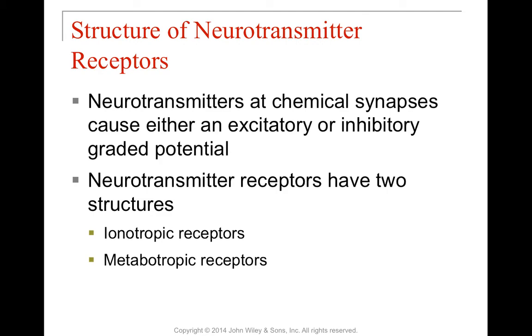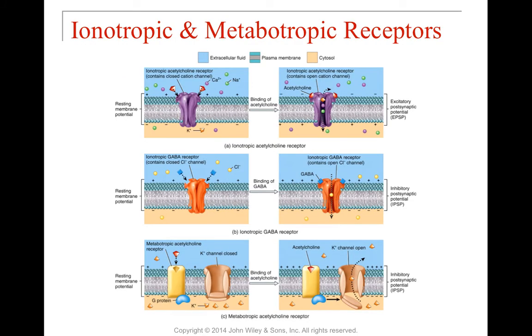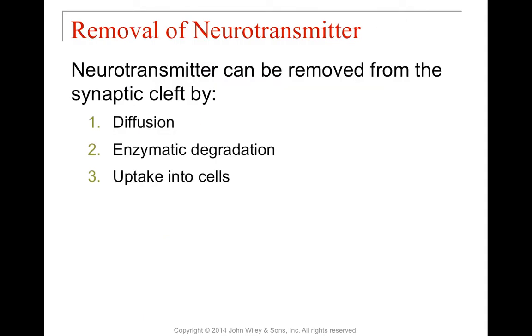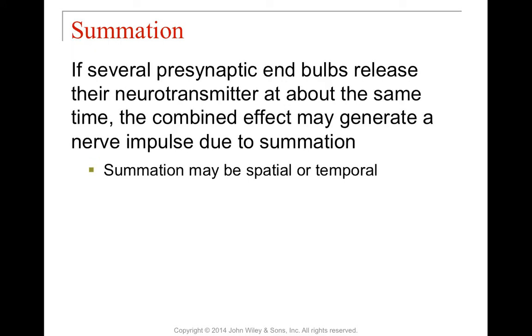So neurotransmitters have multiple structures, and we have ionotropic receptors and metabotropic receptors, and they can again cause either an excitatory or an inhibitory graded potential. All right, I'm going to skip over this because I'm not going to ask you specifically the differences between the different types of receptors. Now, the neurotransmitters that have arrived at the synaptic cleft can be removed multiple ways. They can be removed by diffusion or by degradation by enzymes, or they can be taken back up into the cell.